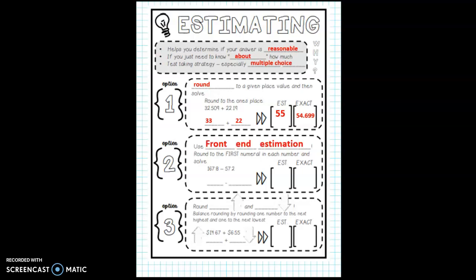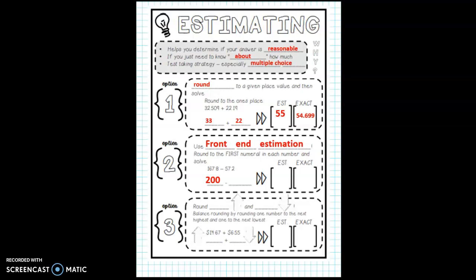Another option is to use what's called front-end estimation. This is when you round the first numeral or digit in each number and solve. So that means you're going to the largest place value in each problem. 167 and 8 tenths. The largest place value is hundreds, so we are going to round to the nearest hundred, which will be 200 because of the 6 in the tens place.